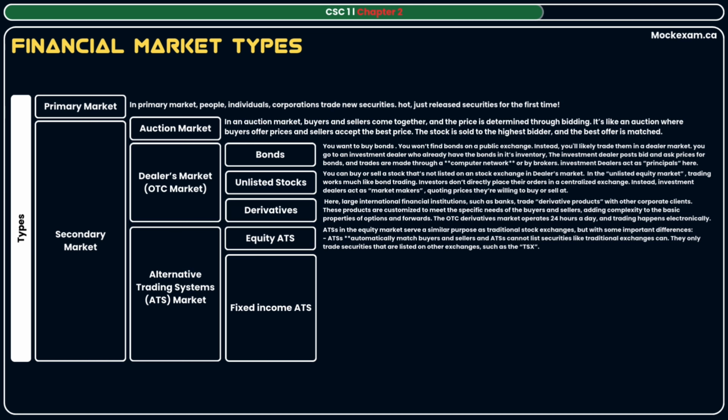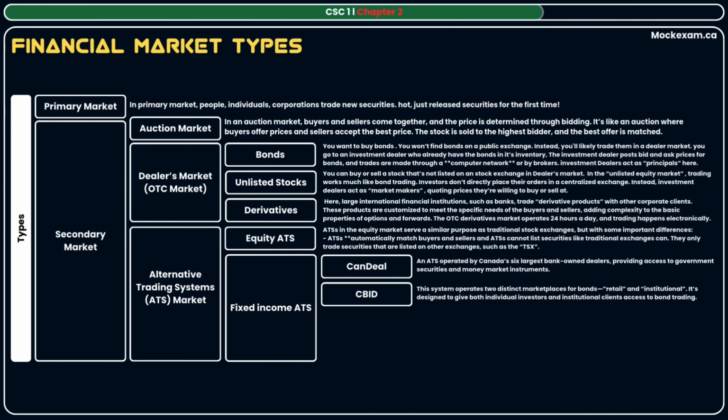There are four platforms in Canada that deal with these types of securities in ATS. CanDeal, an ATS operated by Canada's six largest bank owned dealers, providing access to government securities and money market instruments. CBID, this platform operates two distinct marketplaces for bonds: retail and institutional. It's designed to give both individual investors and institutional clients access to bond trading.